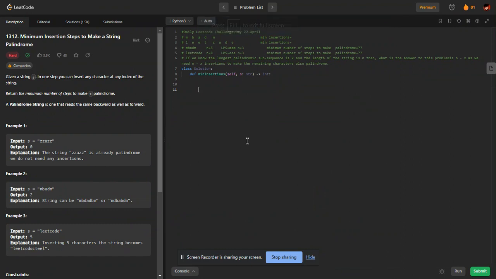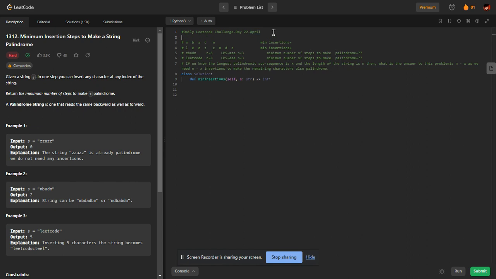Today we are at day 22 of the April Daily Leetcode Challenge, and we have a hard level question in front of us. It's question 1312, Minimum Insertion Steps to Make a String Palindrome. I hope you are aware of the definition of palindrome. I will just quickly give an example of what a palindrome is.